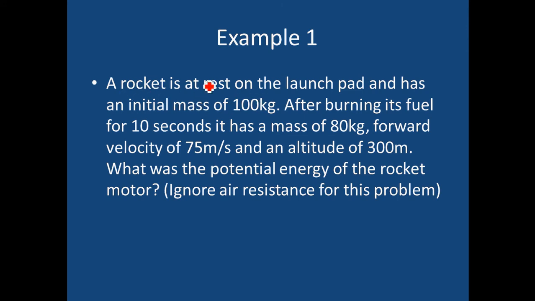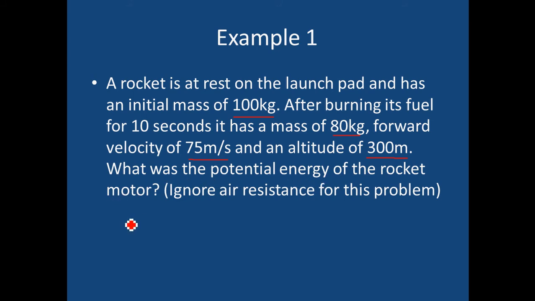So, a rocket is at rest on the launch pad and has an initial mass of 100 kilograms. After burning its fuel for 10 seconds, it has a mass of 80 kilograms, a forward velocity of 75 meters per second, and an altitude of 300 meters. And it asks, what was the potential energy of the rocket motor?